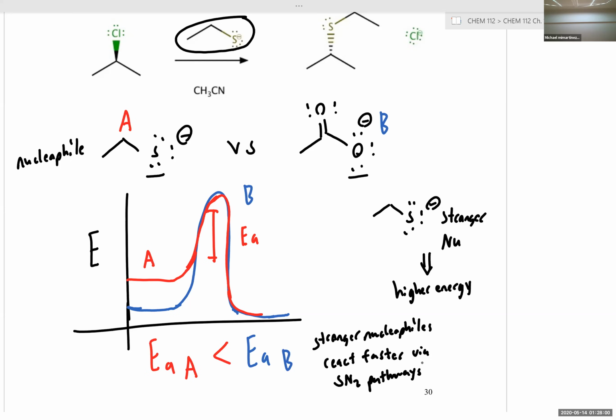Does this make sense to everyone so far? Is everyone comfortable with these trends? This is trying to make explicit a lot of the implicit reasoning that we use when we say, oh, this reaction's faster. The reason why stronger nucleophiles react faster is the nucleophiles are higher in energy, and as a result, the activation barrier is lower.